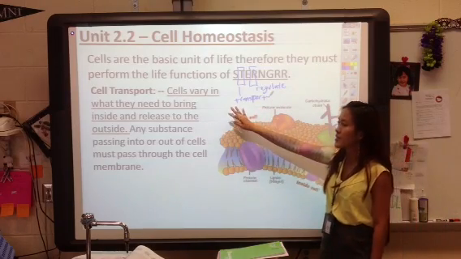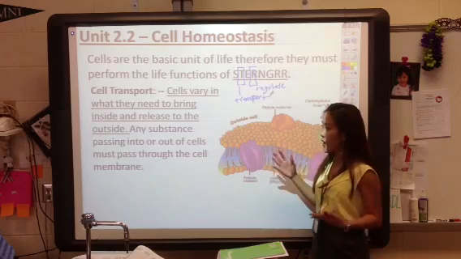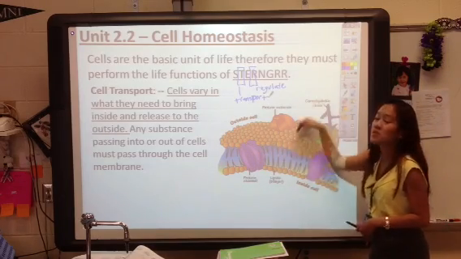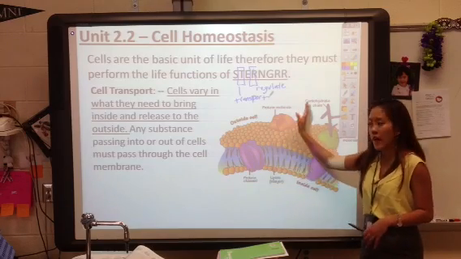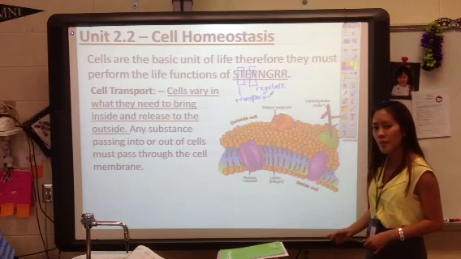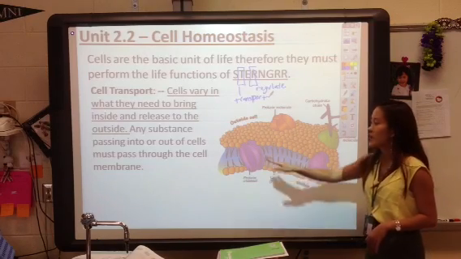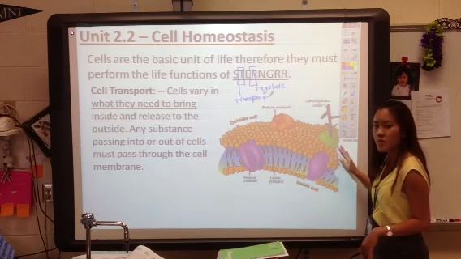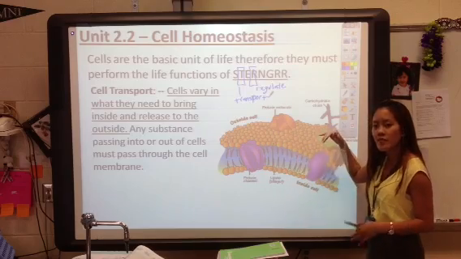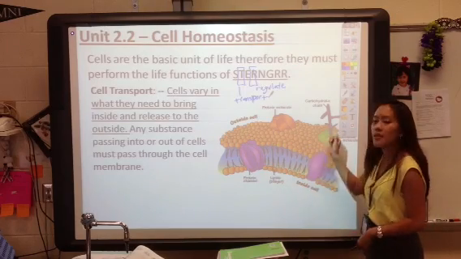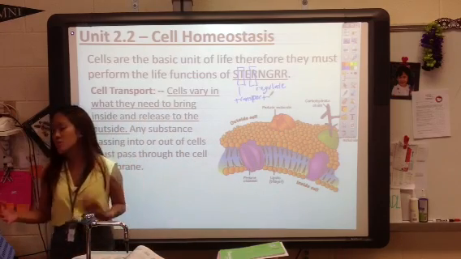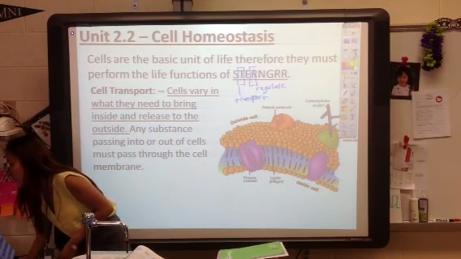So cell transport means that cells are going to vary in what they need to bring in and out of the cell. It depends on what the cell needs. Maybe the cell needs more oxygen. Maybe it needs to get rid of extra water. But anything moving in or out of the cell needs to move through the cell membrane. Just keep in mind that the cell membrane is made up of those phospholipids with the heads and the tails, and a lot of proteins. So it's made of the lipids, the fats, and the proteins as well. And that's actually going to affect how things move in and out of the cell, or what can move in and out of the cell.